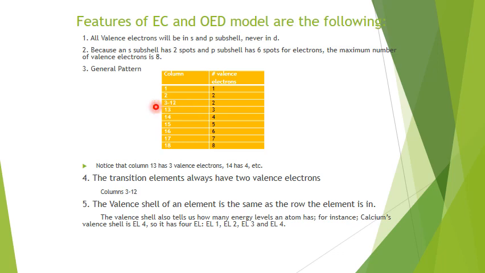And so if we look at the periodic table, column 1 has 1 valence electron. If you go back and look, lithium, sodium, and so forth, they all have 1 valence electron. Column 2 has 2. All the transition elements, columns 3 through 12, have 2 valence electrons. We just said that. Column 13 has 3, 14 has 4, and so forth.